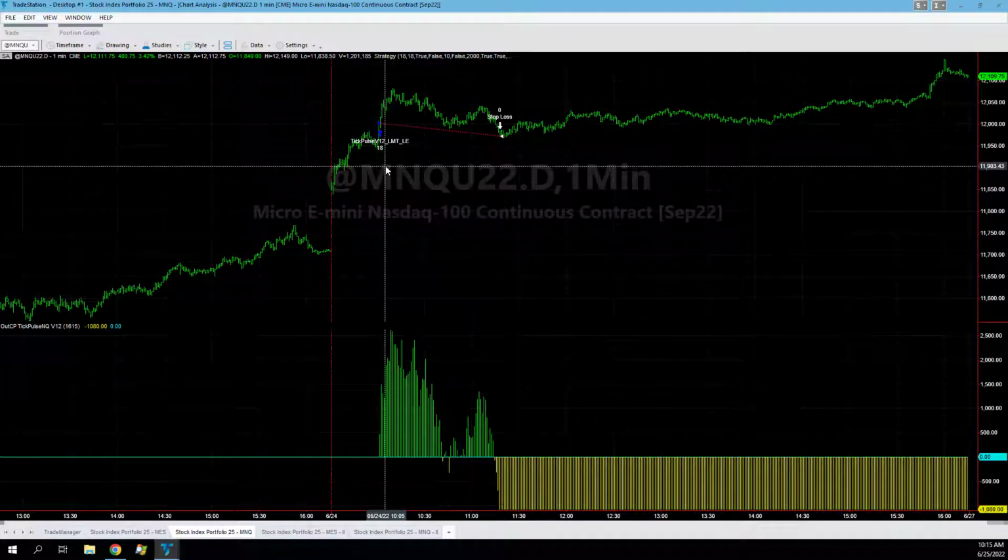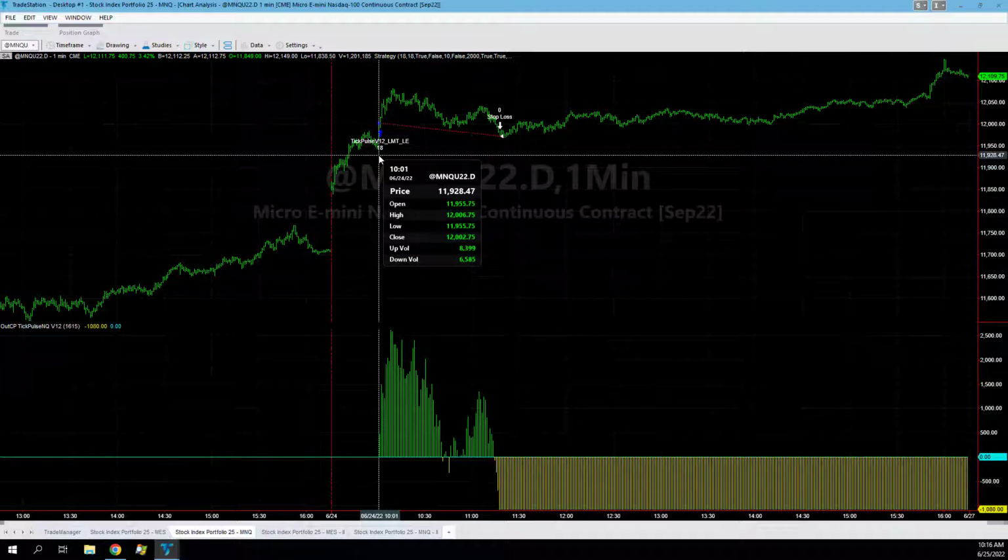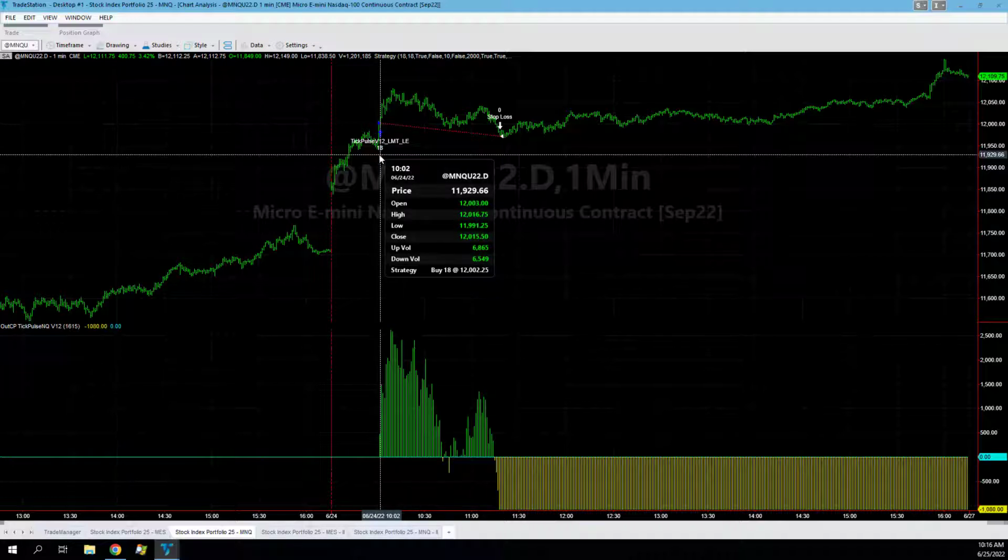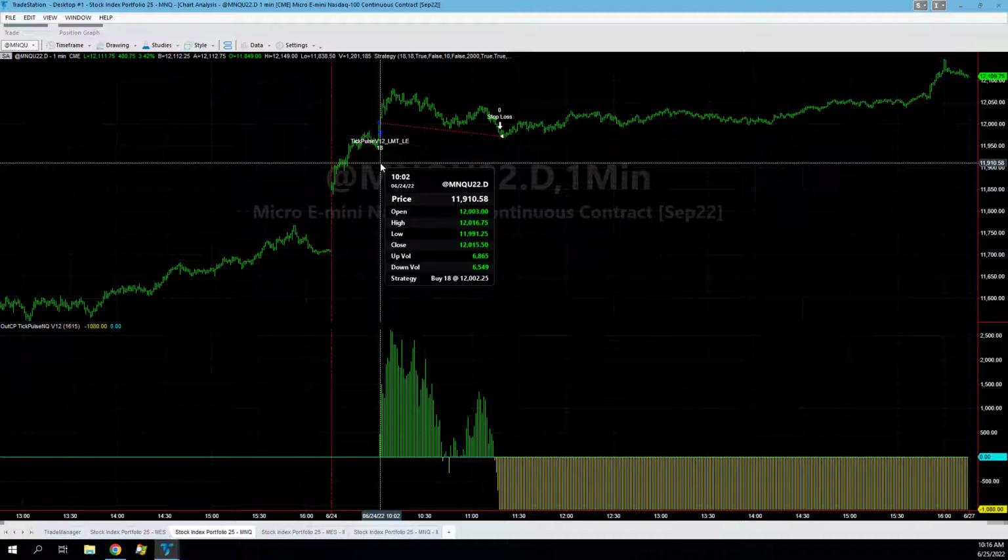It uses a limit order, and so it places a limit order to get in on the next bar at the close of the current bar minus half a point on a limit. And so if it gets in at this price right here, the close of the 10:01 bar is 12,002.75. So the limit order would be, if the other conditions are met, to buy at 12,002.25, which is what happened. 12,002.25 is the entry price for Tick Pulse V12 yesterday.